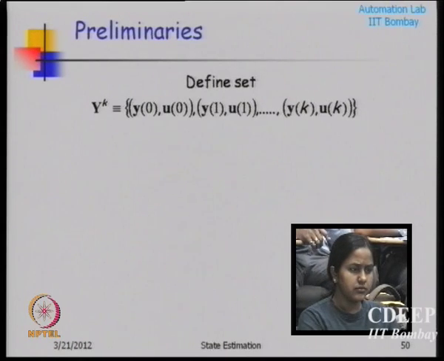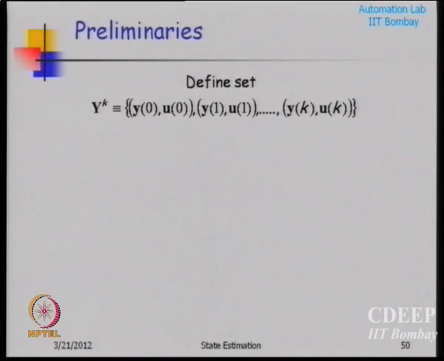Okay, I'm defining this set. This set is y0, u0, y1, u1. This is the set of measurements that I have collected over time. I have this data with me.